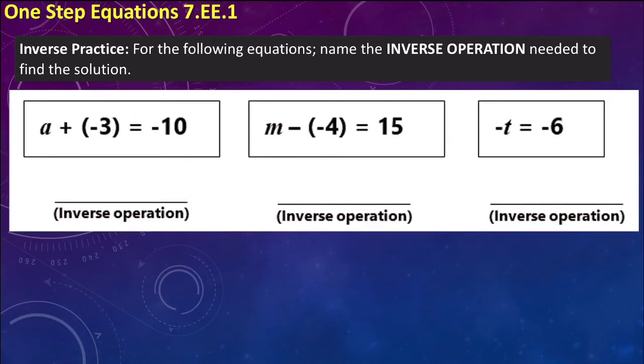Now, in this example right here, you might want to be careful. There's a plus sign there, and you might think, oh, the inverse of addition is subtraction. However, be careful, because it's really more about what that integer is. What's that number? The value there is -3. So I want to make it so that the variable side is just a. If I want to get rid of the -3, I'm going to add 3, because the inverse of -3 is +3.